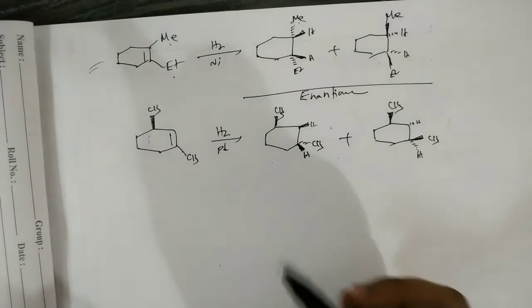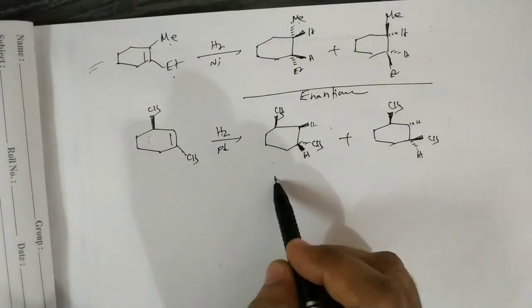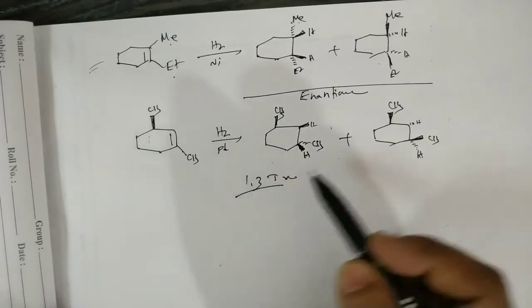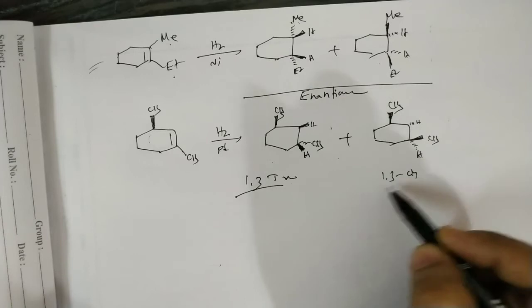Okay, but if you consider these two carbons, in this case methyl is above the plane and methyl is below the plane, so it is a 1,3-trans compound. Here methyl is above the plane and here methyl is above the plane, so that is the 1,3-cis compound.